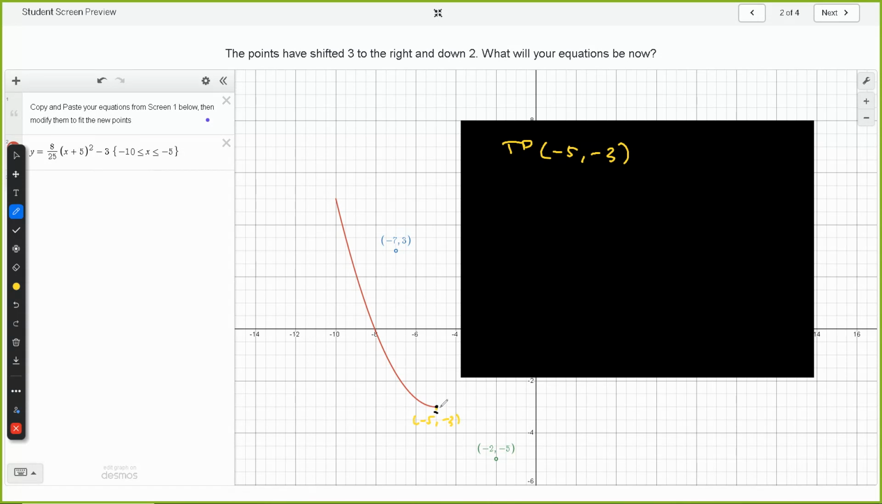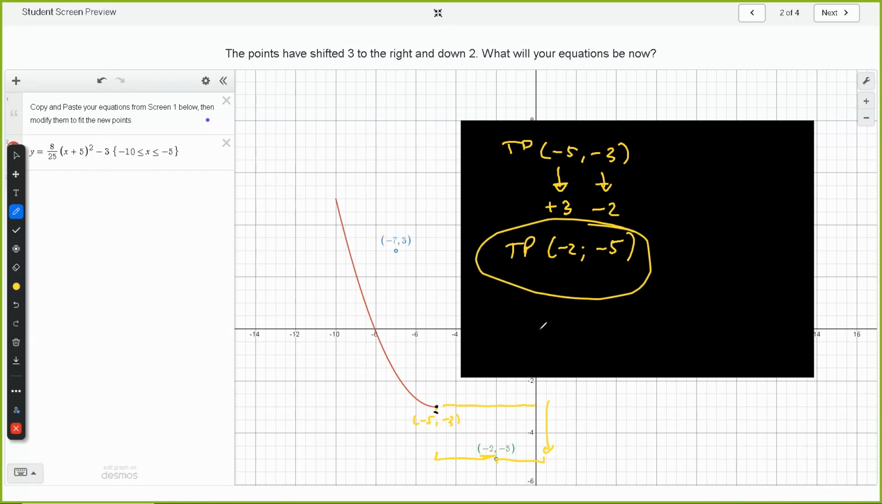That can go from -5, it's got to get to -2, right? So -5 to -2, I have to plus 3 to get to -2. And to go from -3 on my y-axis to -5, I've got a -2 to get to -5. Okay, so if I change my new turning point to this, then the graph should work. Now I'm going to keep that one there in place, so I can go back to there if I need to.